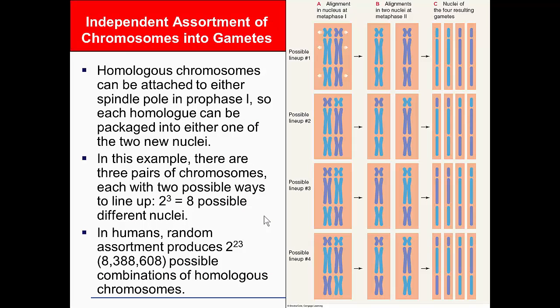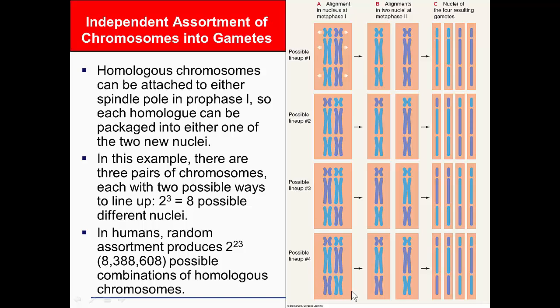So here's another way to look at independent assortment. So once again, let's talk about an organism that has 3 pairs of chromosomes in its diploid cells. During metaphase 1, those chromosomes could line up like this, or they could line up like this, or they could line up like this, or they could line up like this.